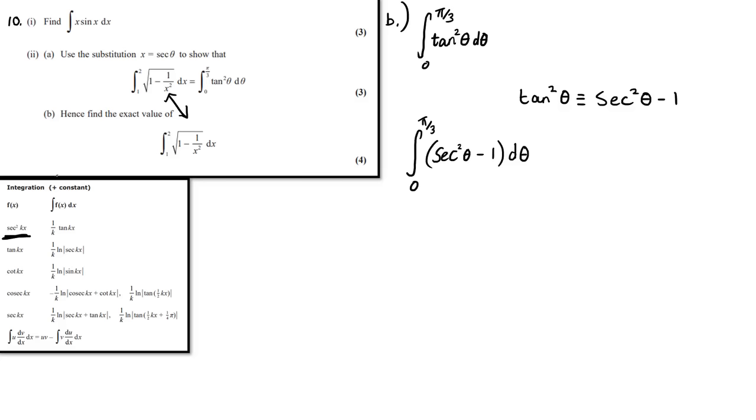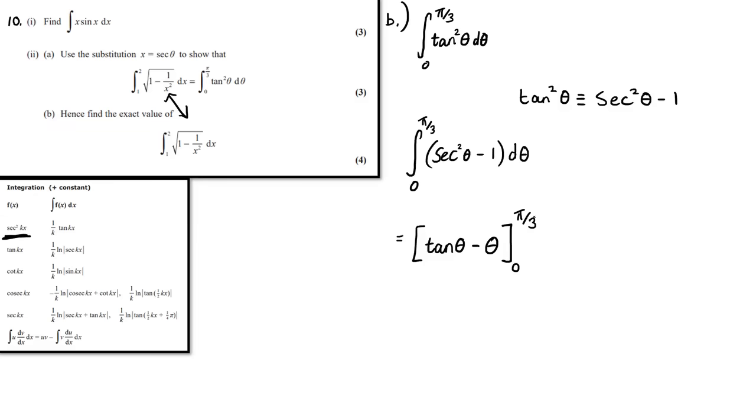Well, sec squared theta, using our formula book here, where k is just 1, that's going to be 1 over 1 tan kx, or in this case it'll be theta for us. So that's just going to simply give me tan theta. If we integrate minus 1 here with respect to theta, that just gives me minus theta. And we can't forget our limits here of 0 and pi over 3.